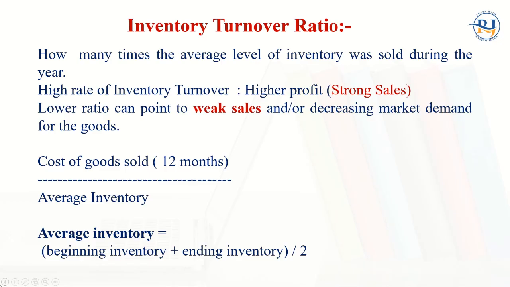So what is the formula for this? The cost of goods sold divided by average inventory. Average inventory means inventory at the beginning plus inventory at the end, divided by 2.